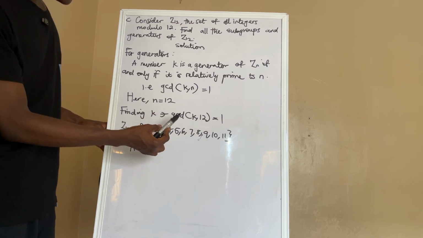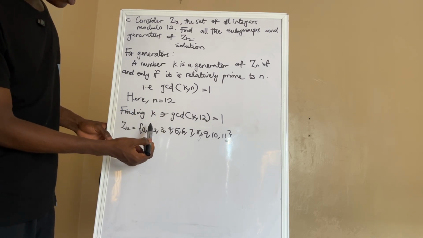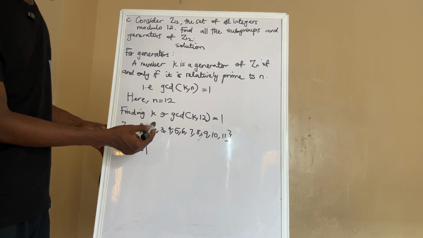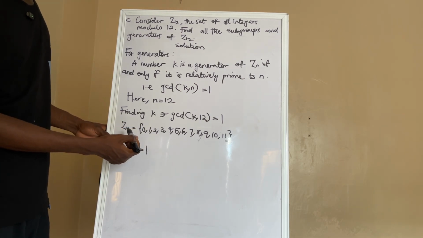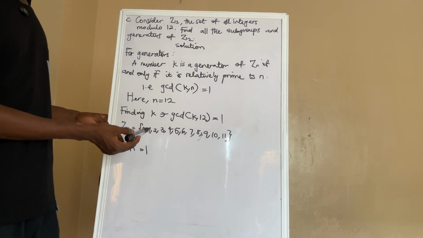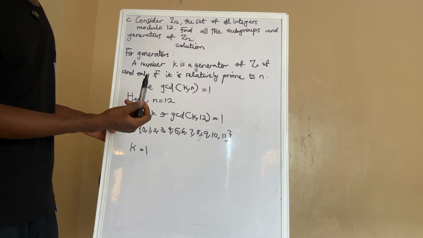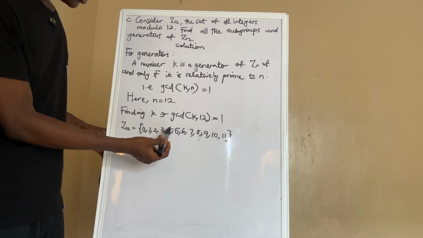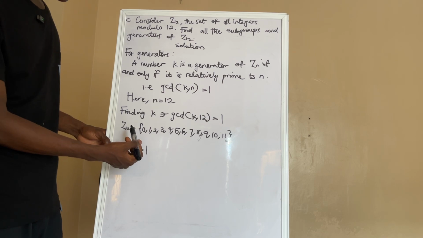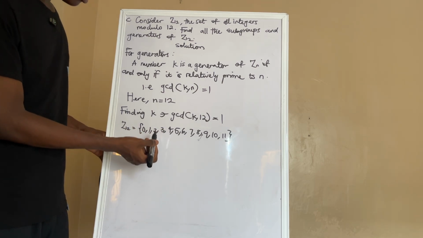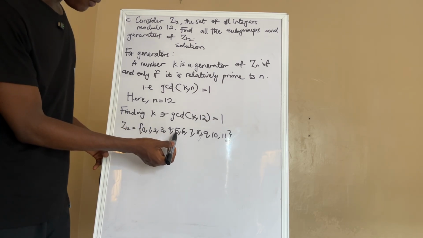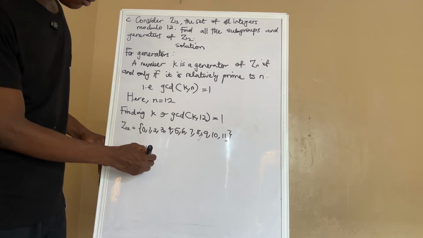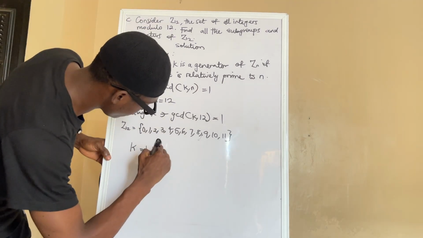The greatest common divisor between 12 and 1 is 1, so 1 is a generator. The greatest common divisor between 2 and 12 is 2, so 2 is not a generator. The greatest common divisor between 3 and 12 is what? 3. So 3 is not a generator. The greatest common divisor between 4 and 12 is 4, so 4 is not a generator. The greatest common divisor between 5 and 12 is 1. That satisfies, so 5 is also a generator. I'm just going to write 5 here.